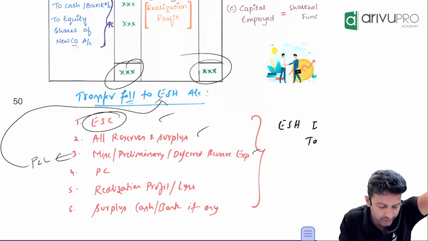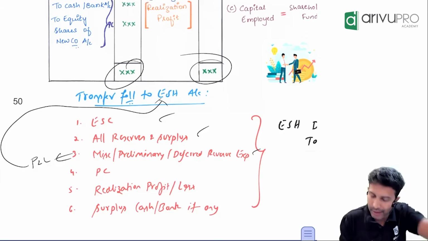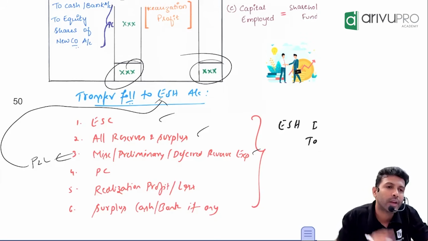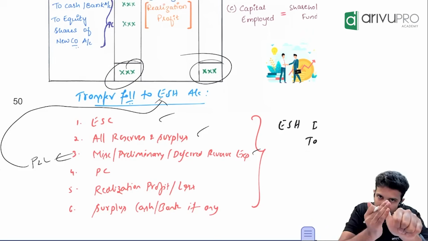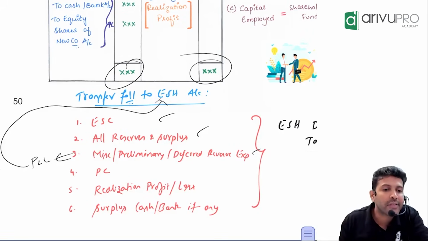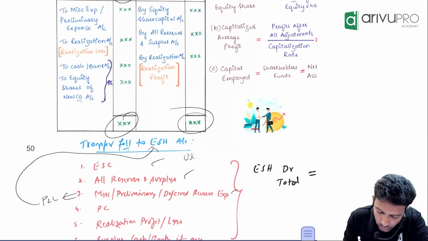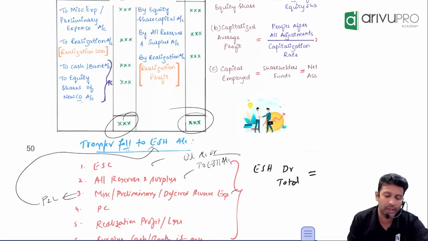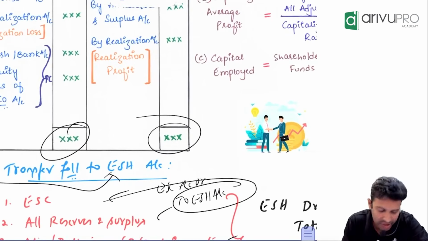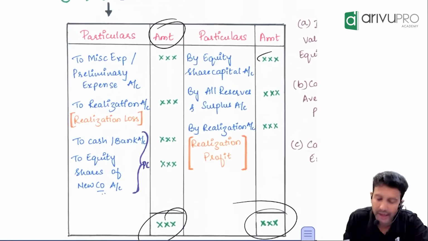First tell me this entry. Equity share capital has what balance? Credit balance. This belongs to equity shareholders. What entry will you pass? Equity share capital has a credit balance, so to cancel, we have to debit. The entry will be equity share capital account debit to equity shareholders account. When you prepare the equity shareholders ledger, you will post this entry as by equity share capital.